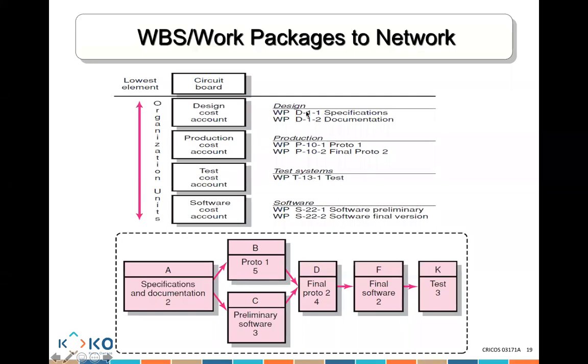Great. What does that mean? For design, I need to do this activity and this activity. For production, I need to do this activity and this activity. For the testing, I need this activity. And for the software, I need this activity and this activity. Okay, I can see I have 1, 2, 3, 4, 5, 6, 7. Great. Let me ask, when do these activities need to occur? Good question.